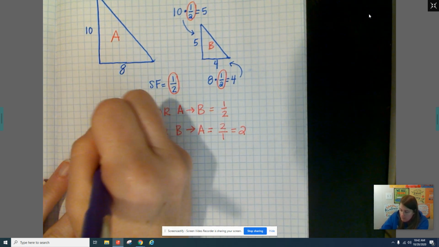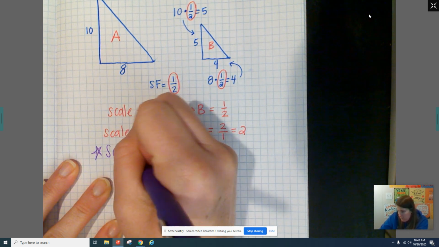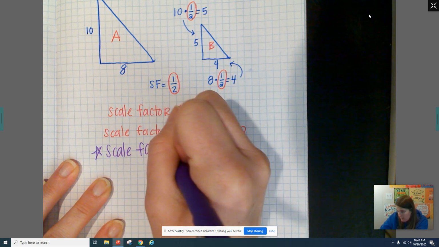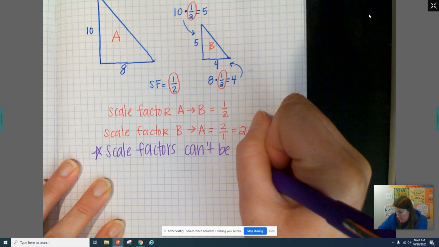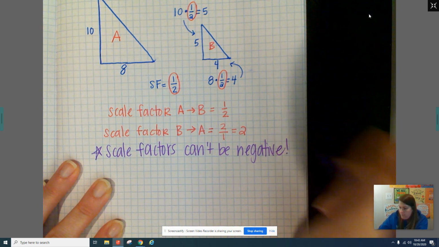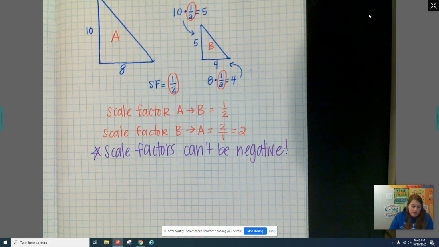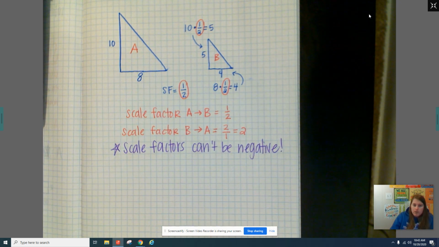Last thing we just need to make a note of is that scale factors can never be negative. So let's just write that down real quick. So we'll never have a negative number as a scale factor. So this is just kind of a starting point with scale factors. We'll dive into it a little more next week.